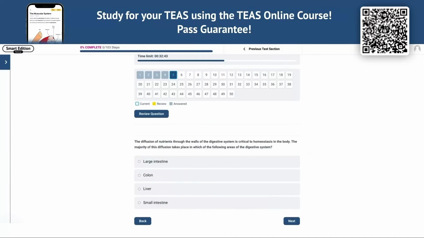And lastly, the liver does not absorb any nutrients from the digestive system. Instead, it processes and it stores nutrients after they have been absorbed by the small intestine. So the small intestine is the primary site for nutrient absorption in the body, while the large intestine, colon, and liver have very different functions in the digestive system, and they do not absorb nutrients.